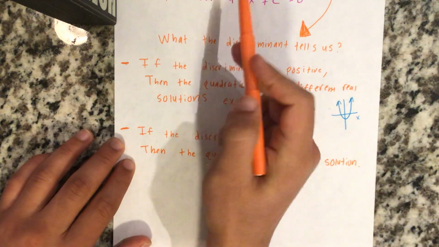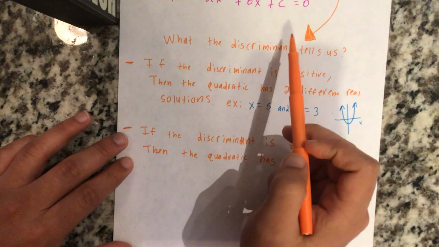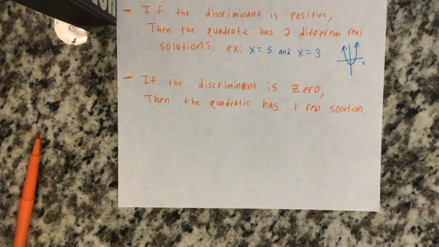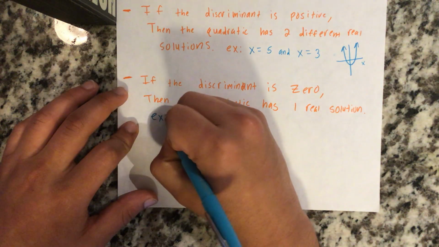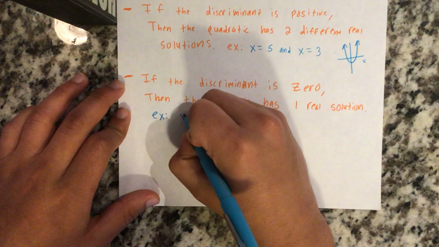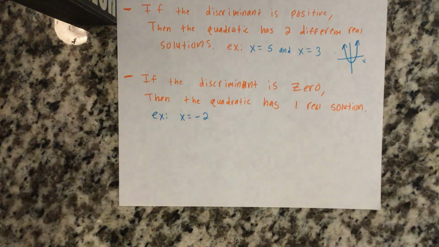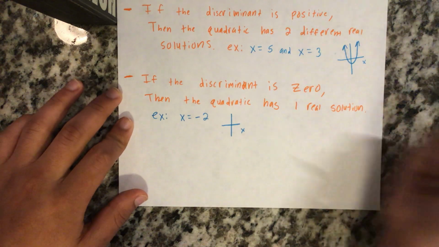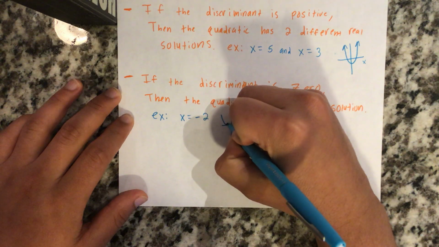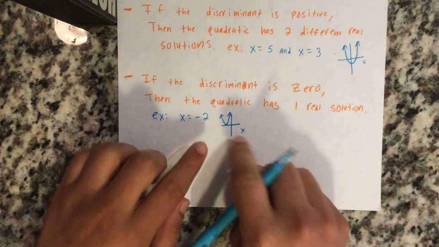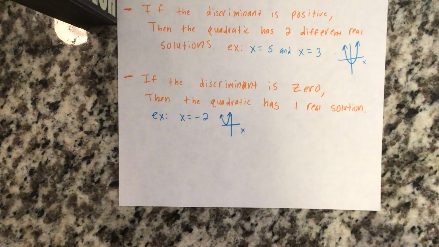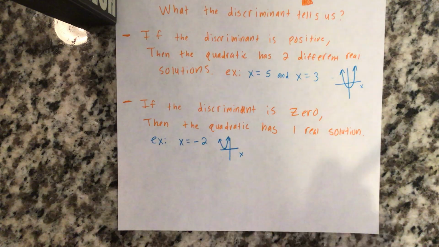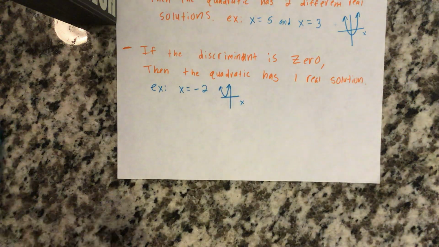If I work all of this out, plug everything into the discriminant formula, and I get a 0 at the very end, that tells me that my quadratic has one solution. For example, my solution could just be x equals -2. What that would look like on a graph is, here's my x-axis, it would just come down and touch the x-axis one time. So if you find the discriminant is 0, you're only going to have one solution in your quadratic. And then the third option, the last one.